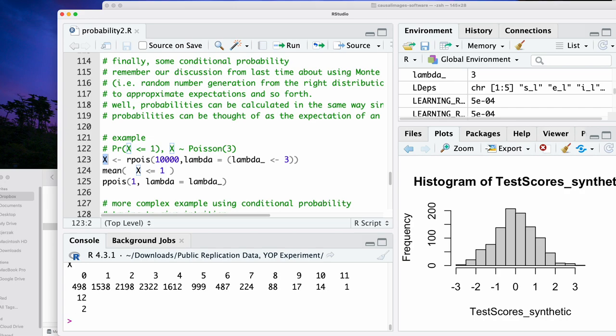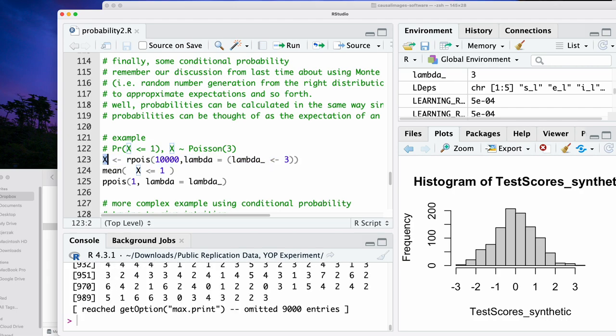So if you're studying civil war, you're potentially going to be using the Poisson. If you're studying number of protest events, you may potentially be using the Poisson. But here we're using it too, and we can generate these random draws, and we can actually calculate the approximate probability that x is less than or equal to 1 using the fact that probabilities can usually be thought of as the expectation of an indicator function.